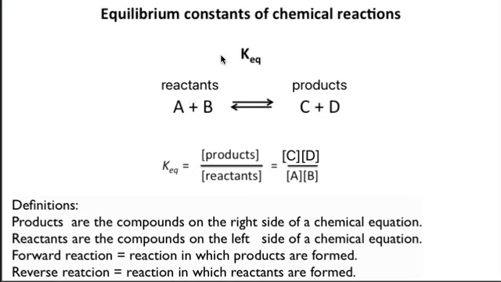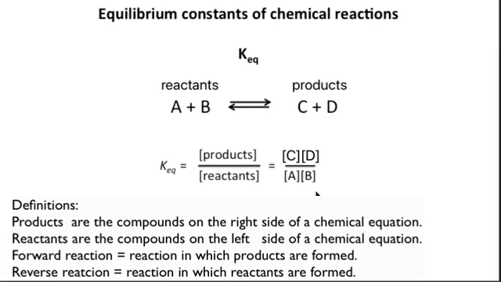But whether you started with only AB, only CD, or a mixture of both, at the end of the day, when equilibrium is reached, you will have the same amount of products over reactants, regardless of the starting conditions. That's because it depends upon the relative chemical energy of products over reactants. And so in this reaction, that would be C times D over A times B.